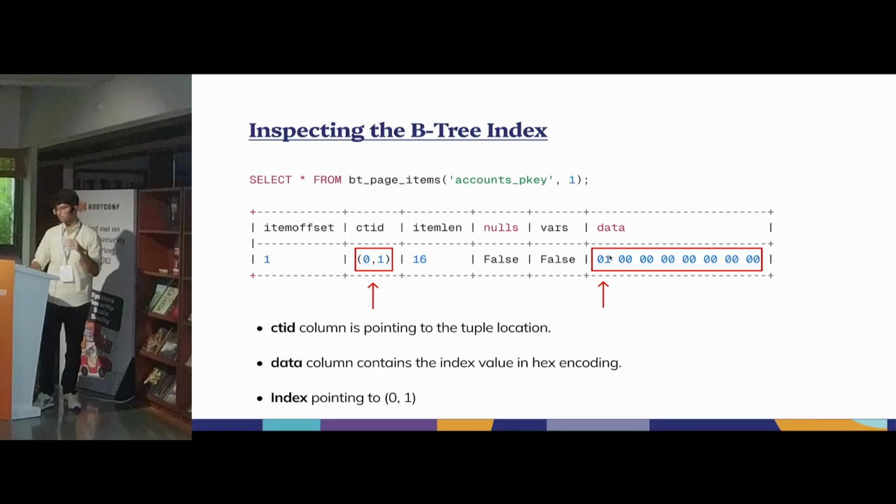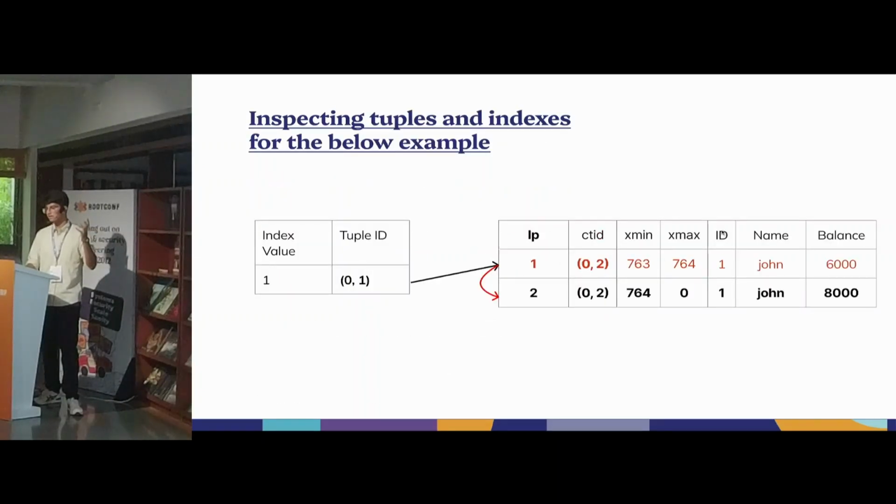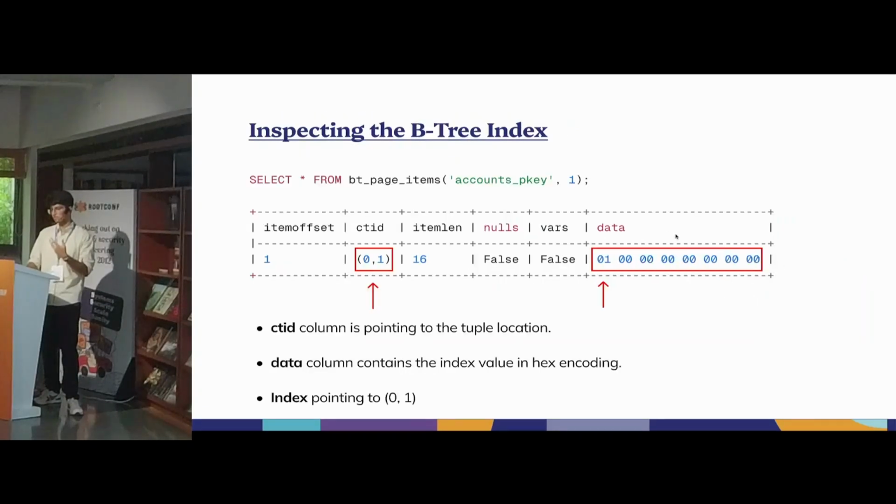Interestingly, you can see I did a select star, but the interesting columns for us are CTID and data. The data column is the one that stores the index value, that is this ID key. This ID is our primary key where the B-tree index sits. This ID value is stored in the data column in a hexadecimal format, so Postgres will actually decode that. If you look at it, this represents the value 1. The index also has the CTID, the tuple it points to, and in this case it's pointing to 0, 1. So index value of 1 is pointing to the tuple at 0, 1, right?